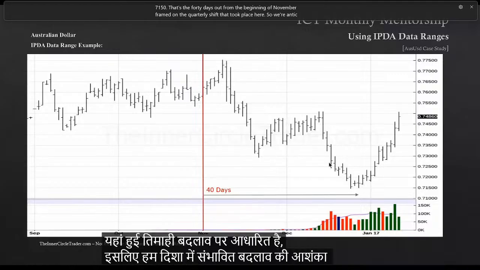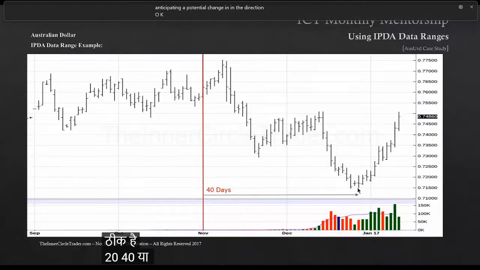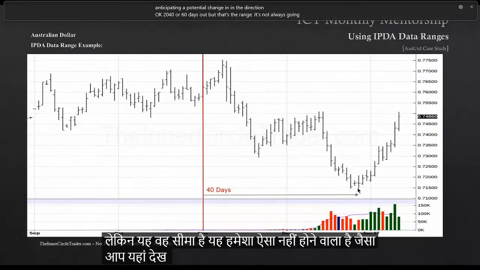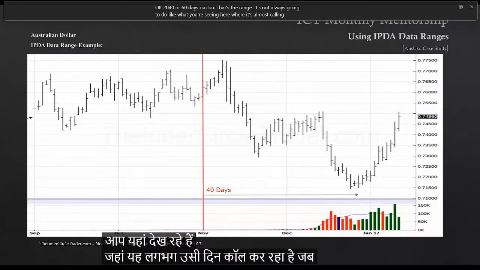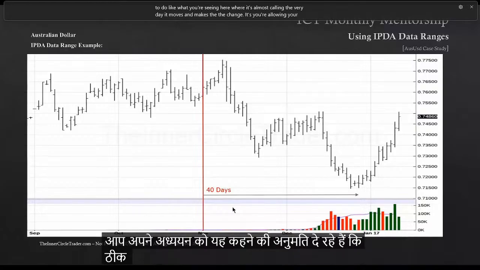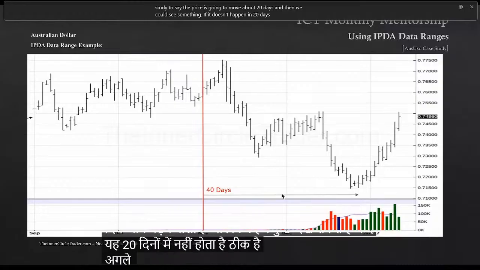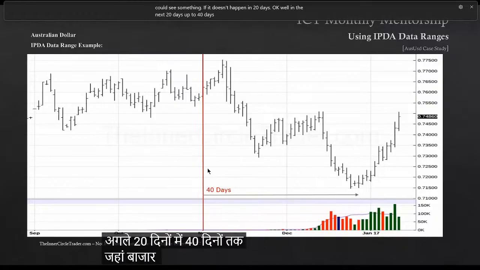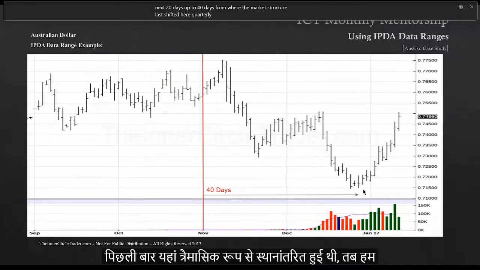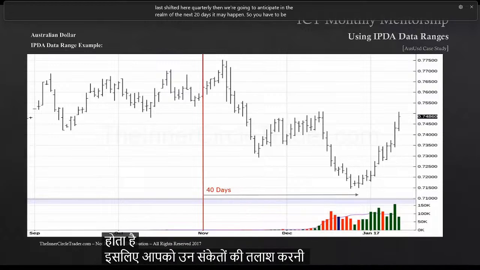So we're anticipating a potential change in direction 20, 40, or 60 days out. But that's the range. It's not always going to do what you're seeing here, where it almost calls the very day it moves and makes the change. You're allowing your study to say the price is going to move about 20 days and then we could see something. If it doesn't happen in 20 days, then in the next 20 days, up to 40 days from where the market structure last shifted here, quarterly, we anticipate it may happen. So you have to be looking for signs that it's going to happen.